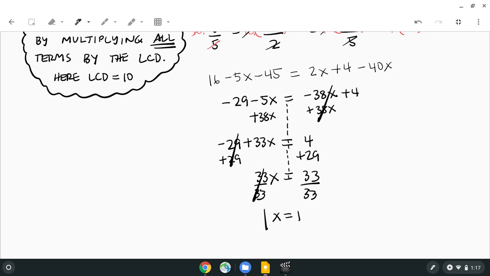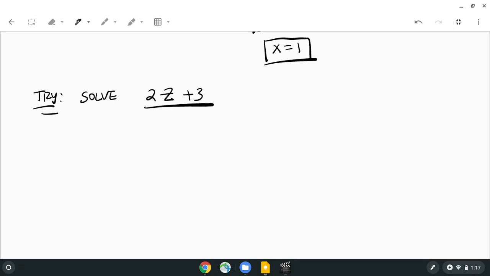Okay, so I want you guys to try this one to see if you understand how to clear fractions. Okay, so try this one. Solve 2. This is the letter Z. My Z has a line through it. Okay, 2z plus 3 all over 3 plus 3z minus 4 all over 6 equals z minus 2 over 2.